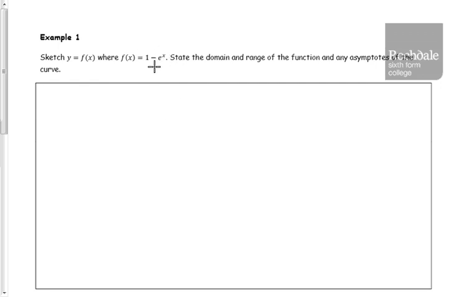First of all, the minus in front of the e to the x. That's going to be a reflection in the x-axis. If it was e to the power minus x, that will be a reflection in the y-axis. So first of all, I'm going to reflect this graph in the x-axis.